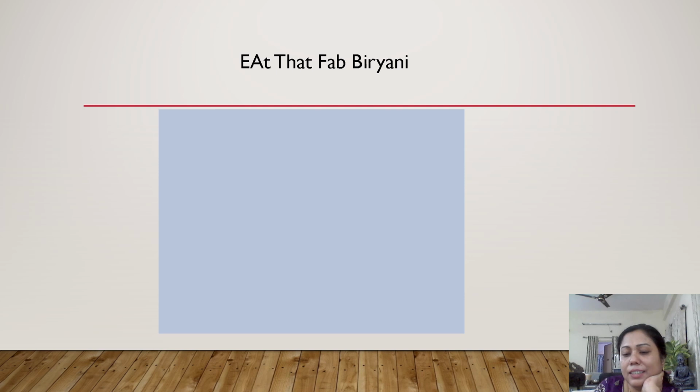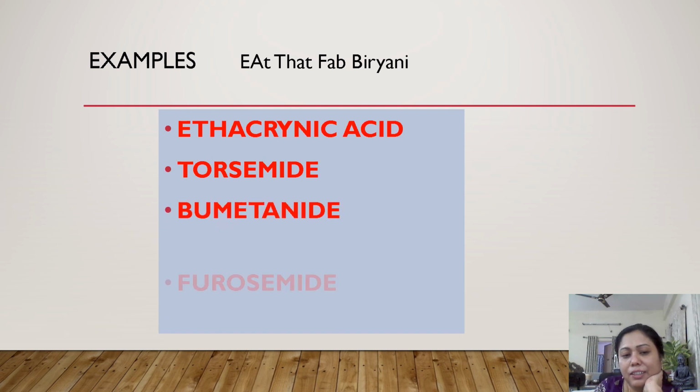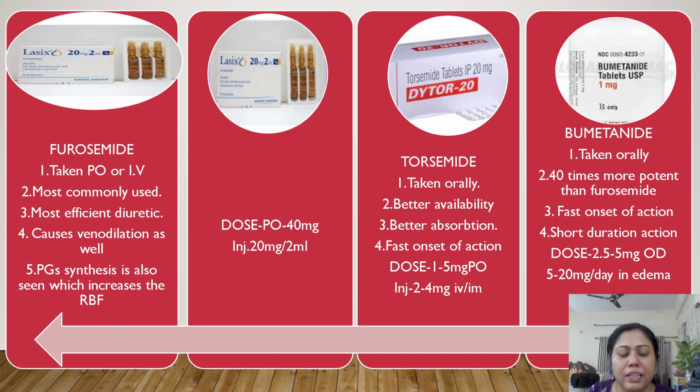So what are the examples of loop diuretics? They are ethacrynic acid, torsemide, bumetanide and furosemide. I have made a small mnemonic, that is eat that fab biryani, EA being ethacrynic acid, T for torsemide, F for furosemide and B for bumetanide. Okay. Let's have a look at these drugs.